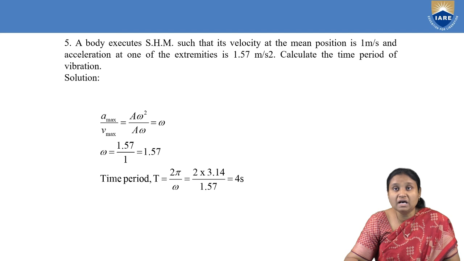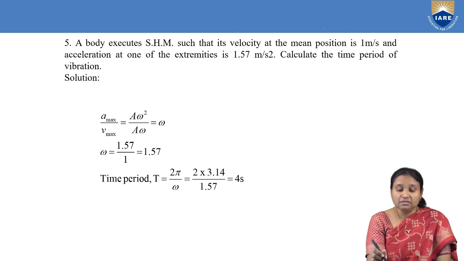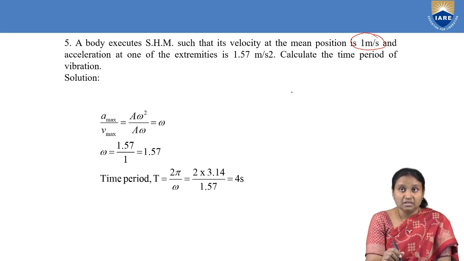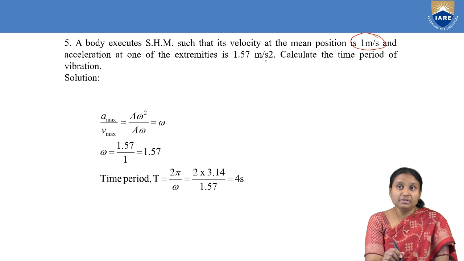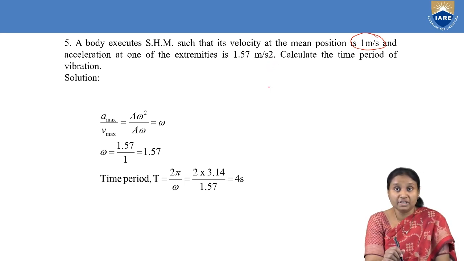Then coming to the last problem. Here also we are talking about a simple harmonic oscillator, and we were given the velocity at the mean position. The velocity of the simple harmonic oscillator at the mean position is 1 meter per second, and the acceleration at one of the extremities is 1.57 meter per second square. We need to find the time period of vibration.